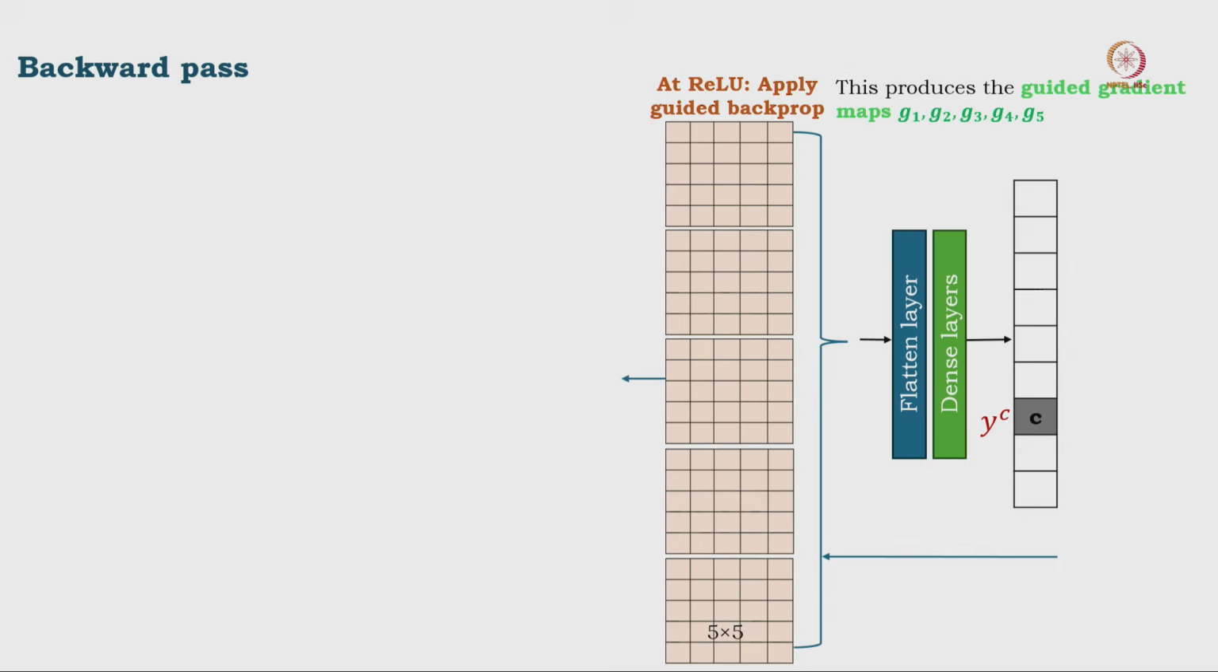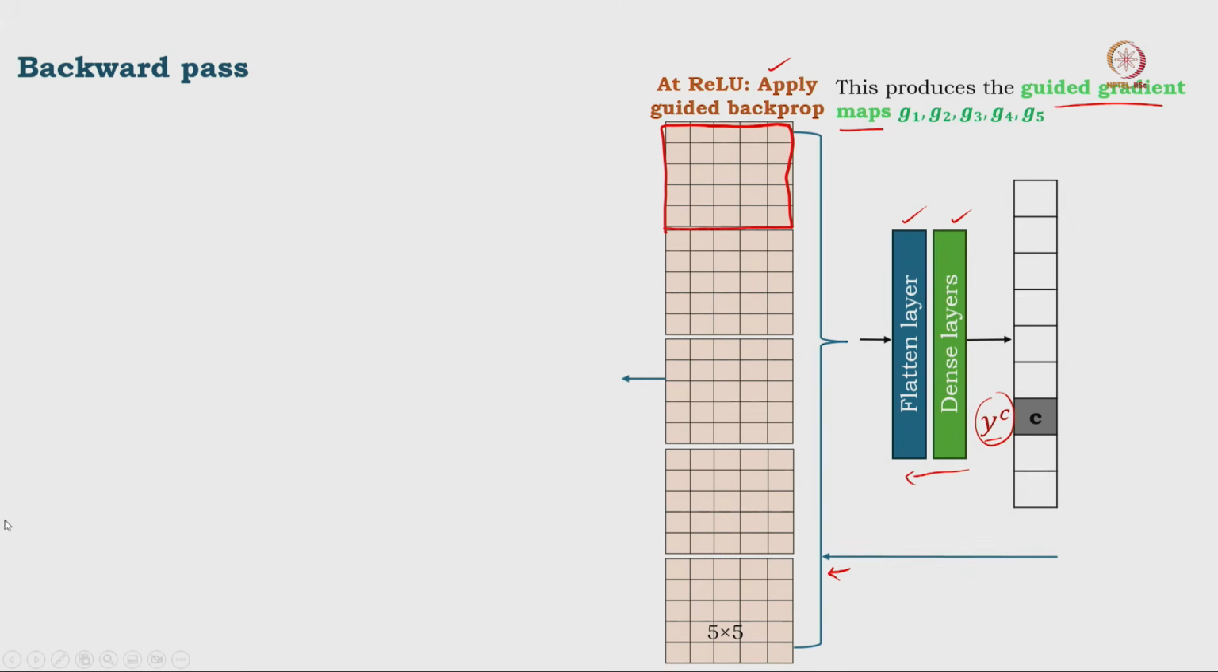In the backward pass, the CNN computes the gradients with respect to YC, that is, the gradient of YC with respect to the weights at the dense layer and at the flattened layer. Now, it is computing the gradients at the feature map also. What we have seen so far is that for one feature map, when you compute the gradients and apply guided backpropagation, we obtain the guided gradient map. This is what we have seen so far, for one feature map.